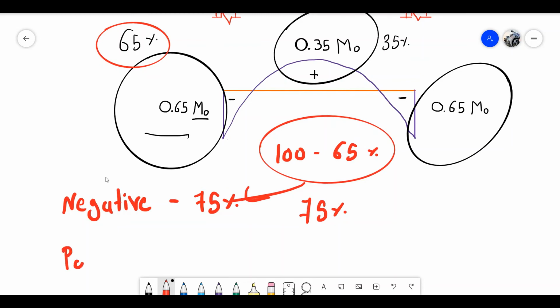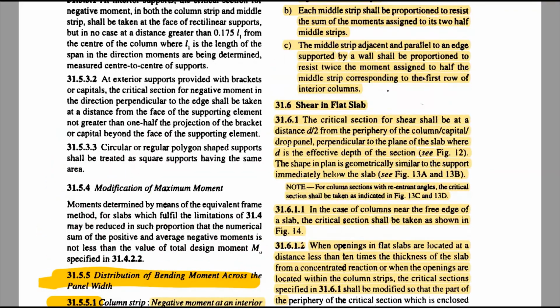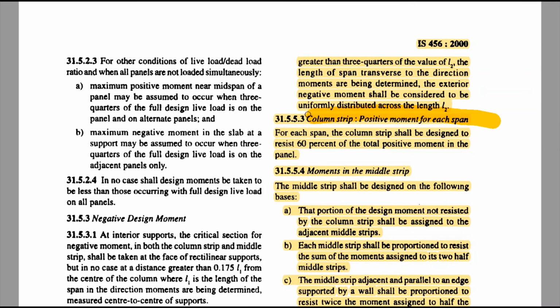Same thing for the positive, we have 60% for the positive. These things are written in IS 456:2000. Here it resists 75% of the total negative moment. Same thing for the column strip positive moment: for each span, the column strip shall be designed to resist 60% of the total positive moment in the panel on the column strip.